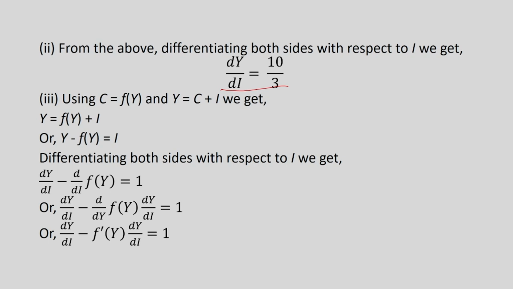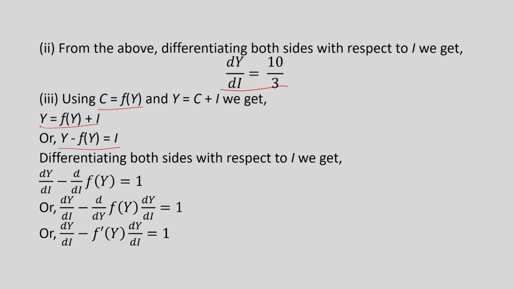And the third part is, suppose the form of c is not given, c is just given to be a function of y, f of y, and I have to find out dy/dI. Now, how do I do that? I follow the same method as before. I substitute c is equal to f(y) in the macroeconomic identity. So, I will get this and I take the y terms to the left hand side and I get y minus f of y is equal to I.